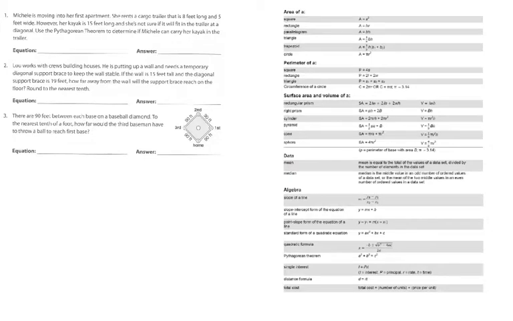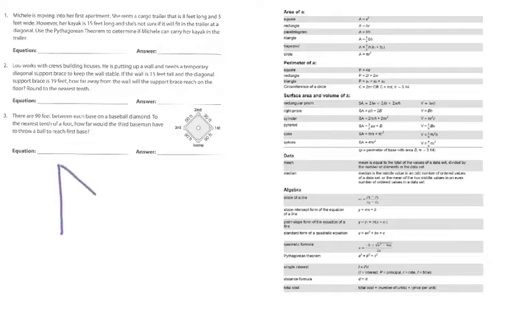Now let's look at number 2 on here. Lou works with Cruz. Actually, let's look at number 1. Michelle is moving into her first apartment. She rents a cargo trailer that's 8 feet long and 5 feet wide. However, her kayak is 15 feet long, and she's not sure if it'll fit in the trailer at a diagonal. Use the Pythagorean theorem to determine if Michelle can carry her kayak in the trailer.